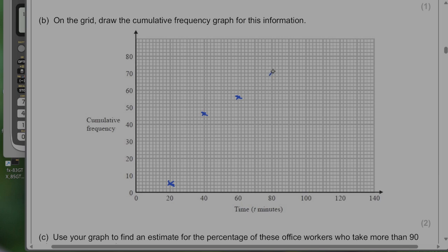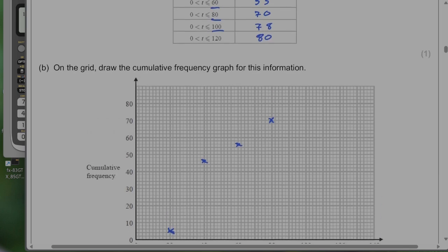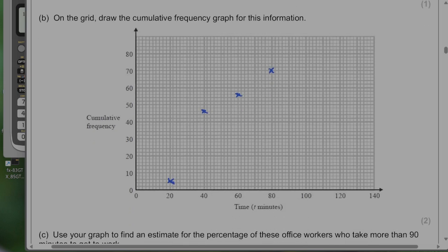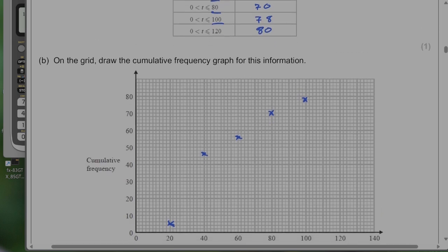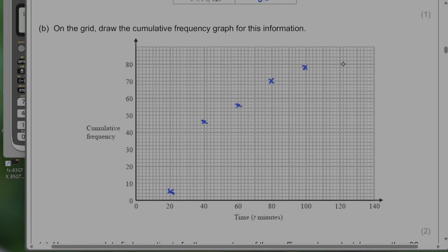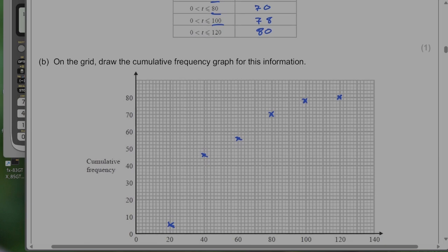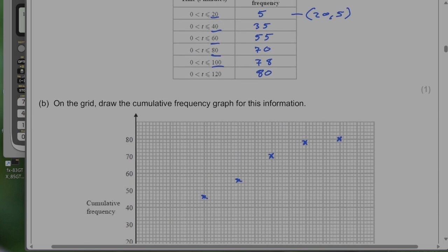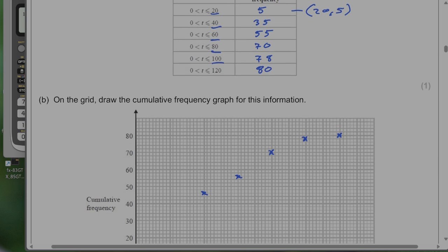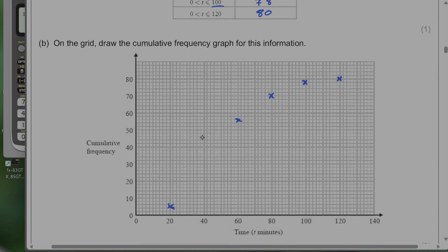Struggling with my paper. We've then got 100 and 78. And then finally 120, 80. Then we're going to join these with a smooth curve. We can join this to 0. That one looks out though. Let's just double check that. Yeah, I've plotted it too high. Should have been 35. There we go. That's more like it.